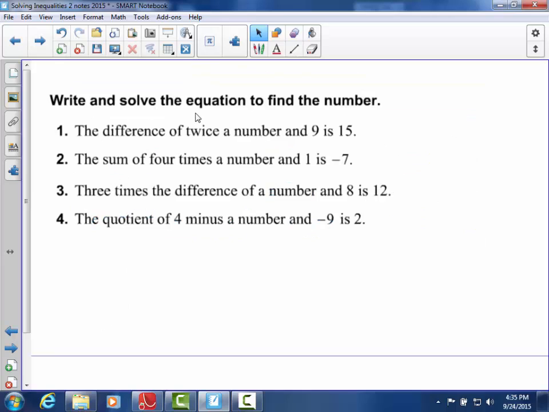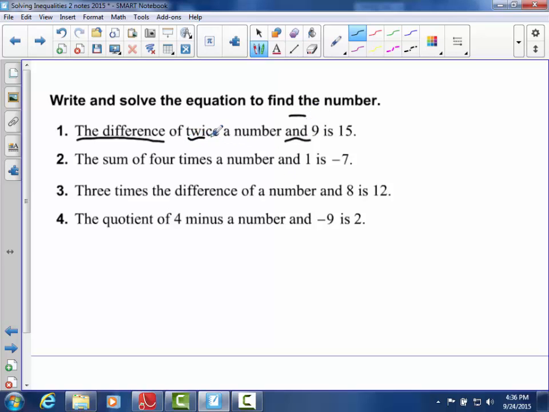All right, write and solve the equation to find the number. Okay, we worked on this a little bit, but we were struggling, so I'm going to kind of go through these. All right, the difference means to subtract, and we look for the word and. The difference and. So that tells us where our subtraction symbol is going to go.